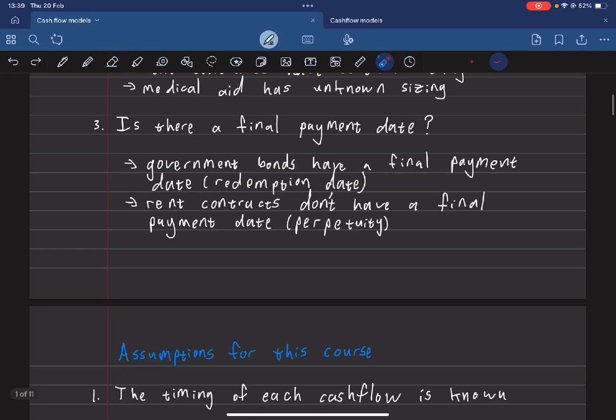The third thing we need to consider is whether or not there's a final payment date. So government bonds often have a final payment date, and this is called the redemption date. So this is the final date of the bond. And rent contracts often don't have a final payment date, so we regard them as a perpetuity. And a perpetuity means they'll go on forever. So we basically assume that you'll be collecting rent on your property forever.